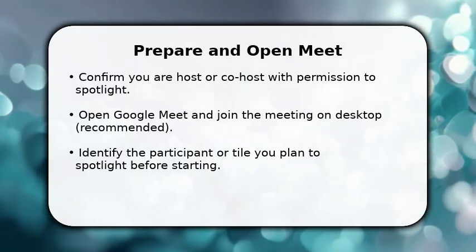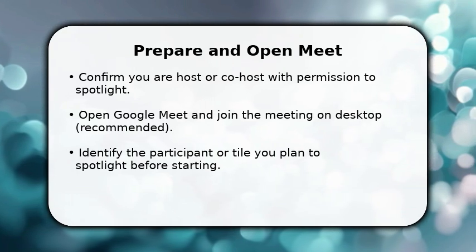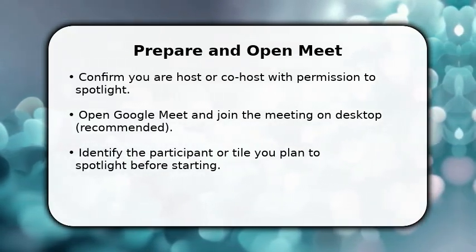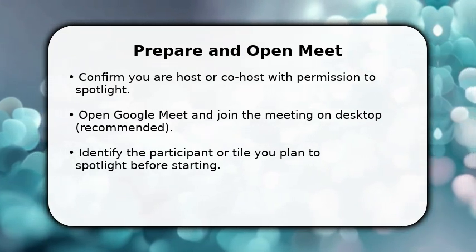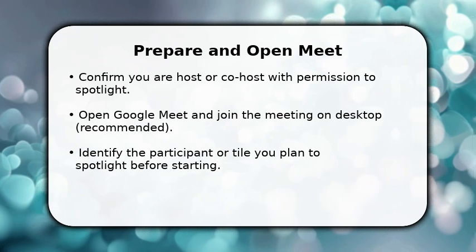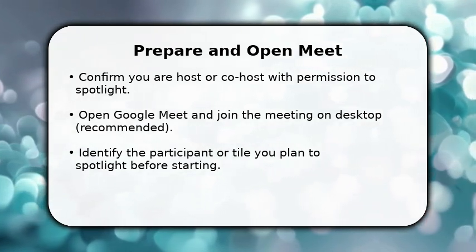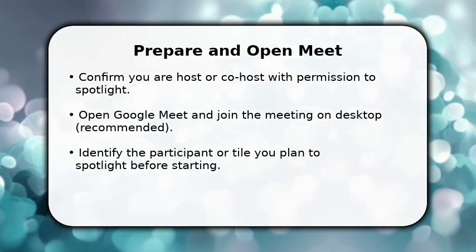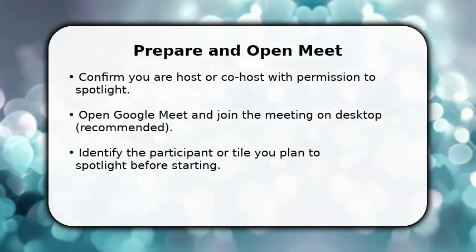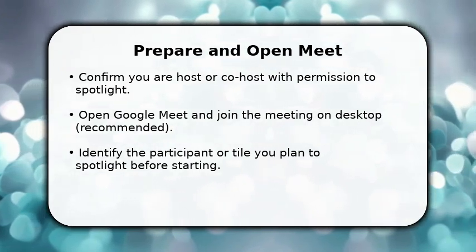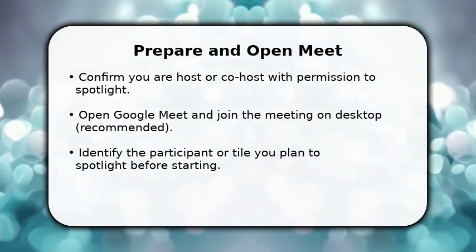You join the meeting and immediately confirm host rights. If you lack them, request co-host access. Once you're in, locate the participant's video tile in the grid or film strip, because spotlighting requires selecting that tile. Make sure the person's camera is on and their name is visible so you can find them quickly. Don't waste time adjusting backgrounds now. Start by focusing on permissions and finding the correct tile so you can move to spotlighting without interruption.